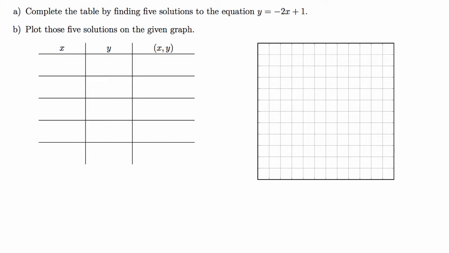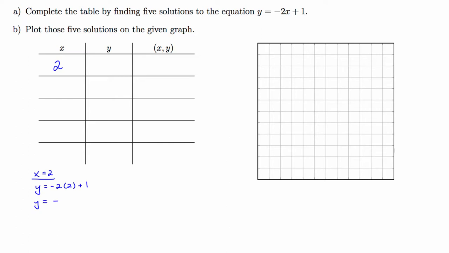To complete the table in the first part of this question, we will need to begin by picking either an x value or a y value for each of the 5 solutions we want to find. For example, I could begin by picking an x value of 2. So what I'm going to do off to the side is say, let x equal 2, and I will substitute 2 in for the x in the equation. So y equals negative 2x plus 1 becomes y equals negative 2 times 2 plus 1. And we'll go through and figure out what this y value is.